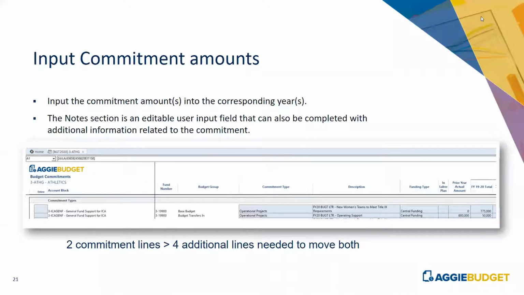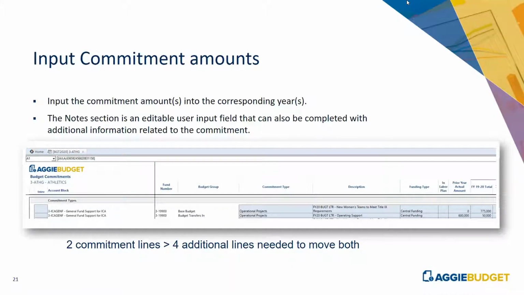Okay. So then you'll see that you have options of other places for out years if you have funding for more than 1 year, for example. Just keep in mind that if you start with 2 commitment lines, you are going to have 4 additional lines needed to zero it out and move it. If you have 1, then you'll have 2 additional lines. So each time you are going to have double that number of lines to move your commitment to a different account.